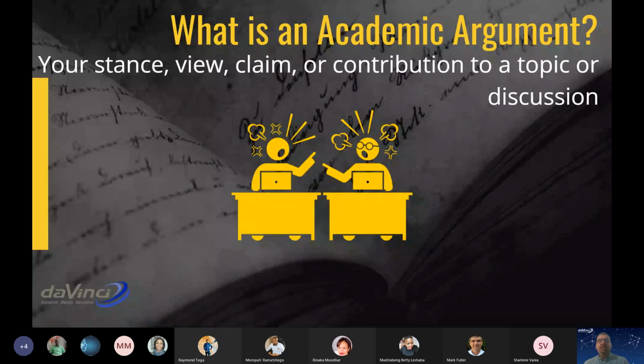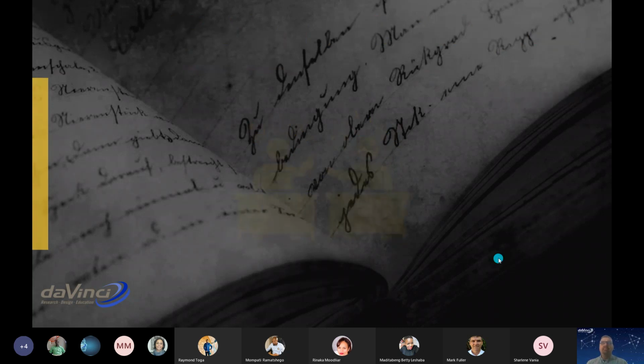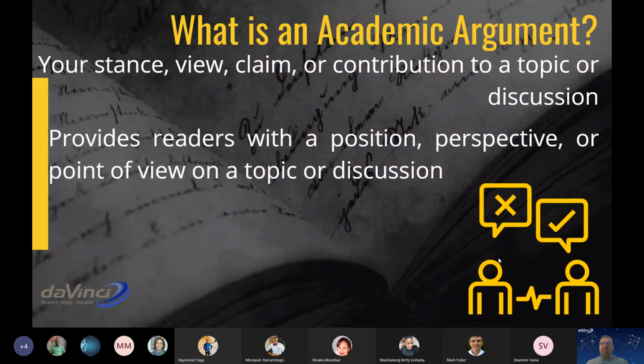The textbook definition is that it is your stance, your view, a particular claim, or a contribution that you are making to a topic or discussion. And it's got a particular aim. The aim is to provide readers with a position or a perspective or a point of view on a topic or discussion. So if you think about argumentative or any academic writing, you are constantly trying to put forward a stance, a view. You are contributing, hopefully, to a particular discussion. And that is what the academic argument is.